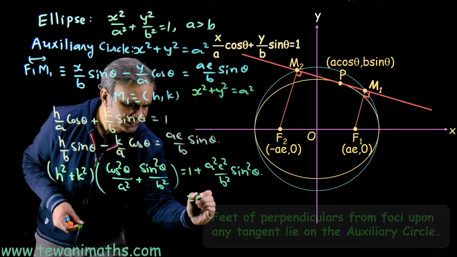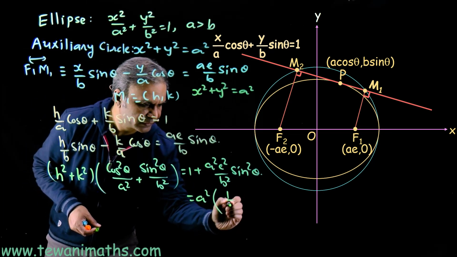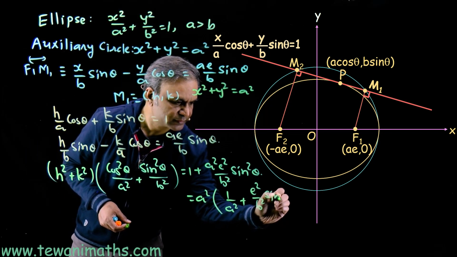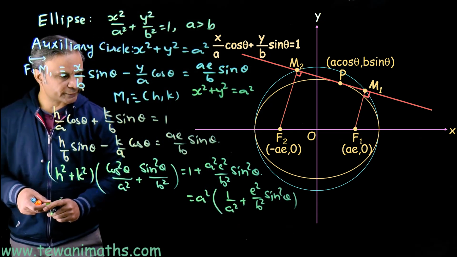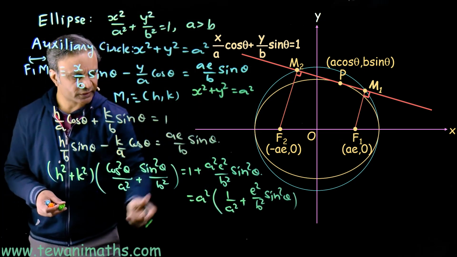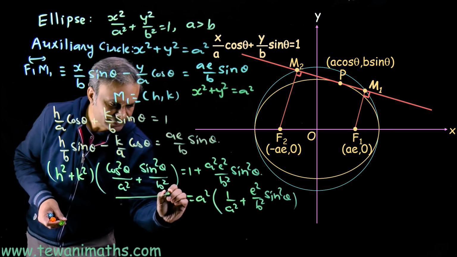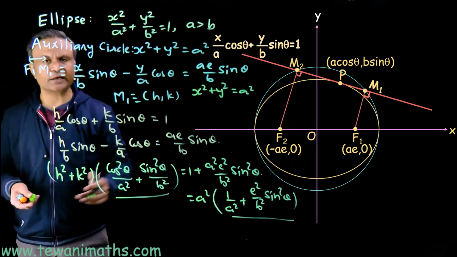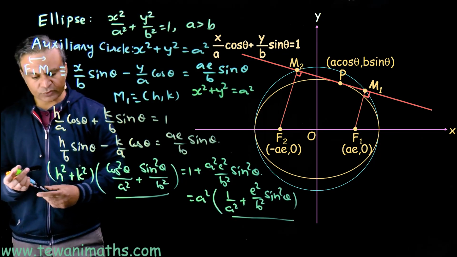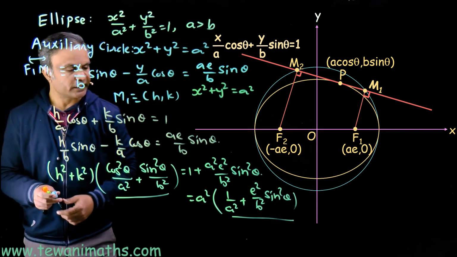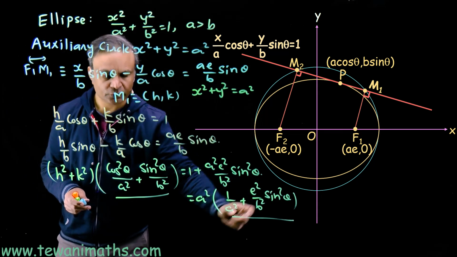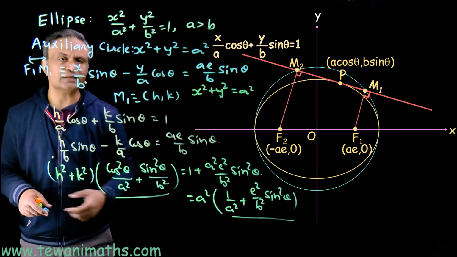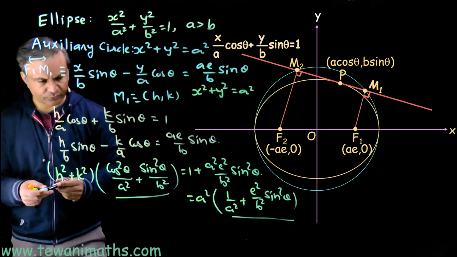So for that, on RHS we take a square common. So inside bracket we have 1 upon a square plus e square upon b square sine square theta, and we get this equation if we prove that this is equal to this. If we prove these two factors equal, our work is done. Okay, how can we prove it? Here we have only sine theta. Here we have cos theta, sine theta. So what we do? We write cos square theta as 1 minus sine square theta. It is a simple approach.